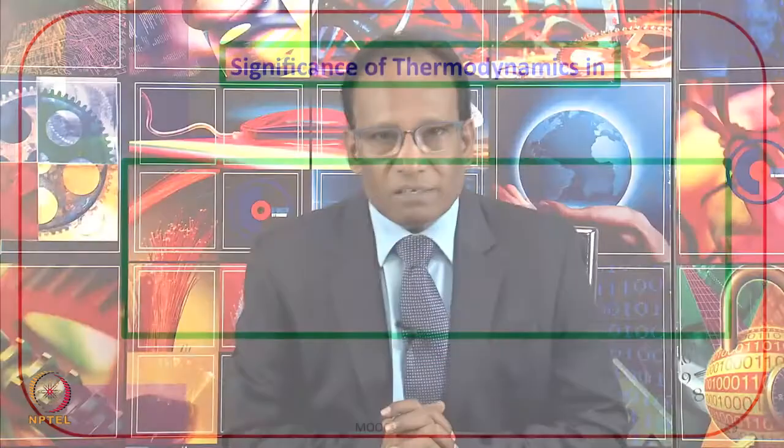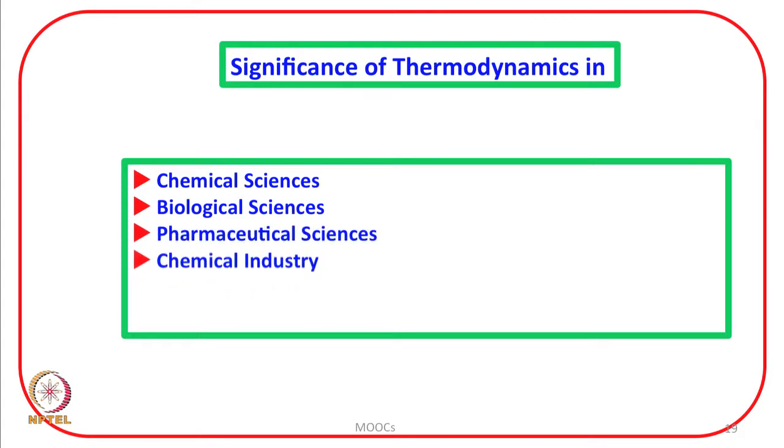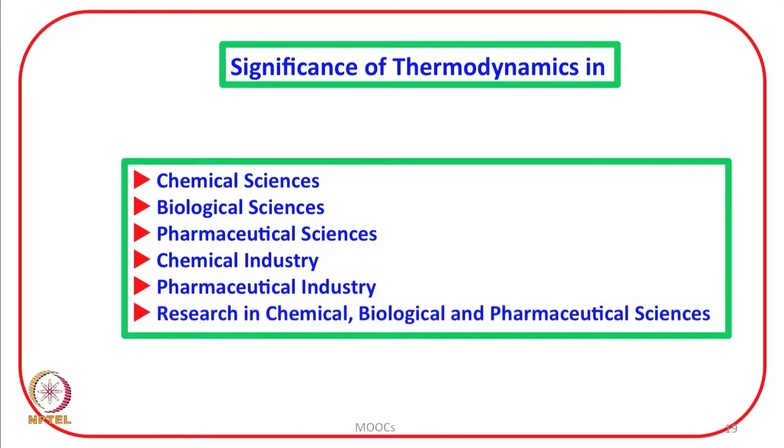To summarize, the significance of understanding thermodynamics of the process lies in a variety of areas. Let us take a look at some of those important areas: chemical sciences, biological sciences, pharmaceutical sciences, chemical industry, pharmaceutical industry, and research in chemical and pharmaceutical sciences.